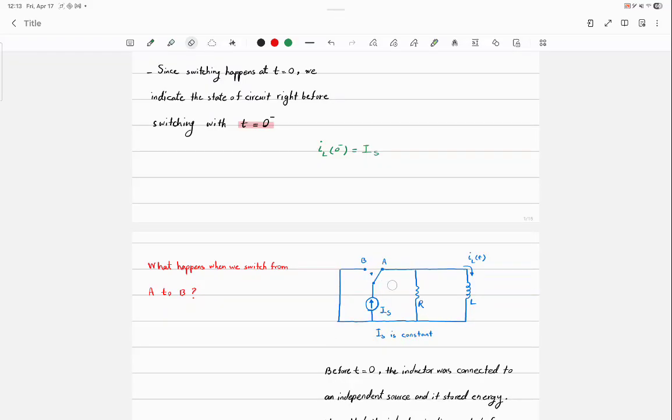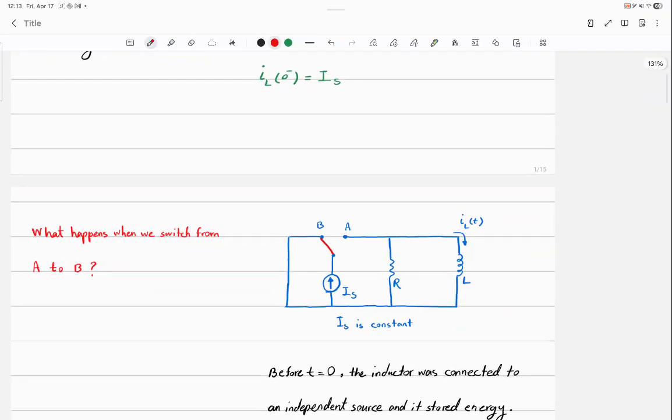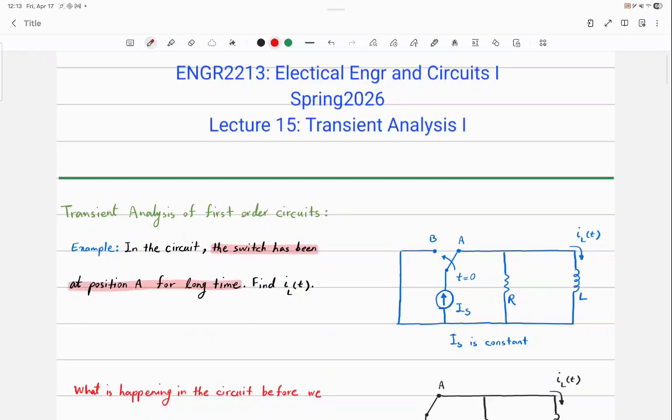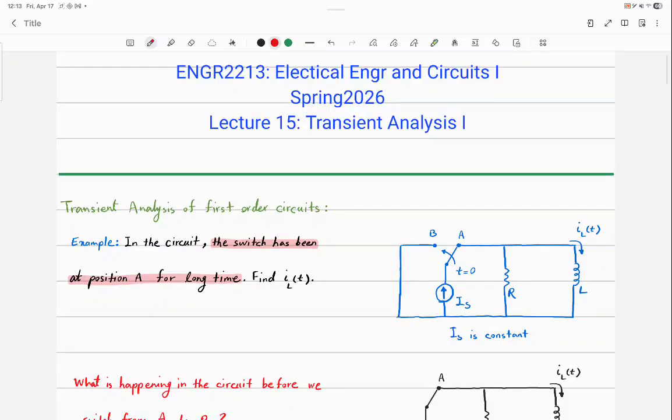So I should change the switch from A to B, like that. Any problem so far? Before asking my next question, let's see the statement of the problem, the example. What is it asking you to do?